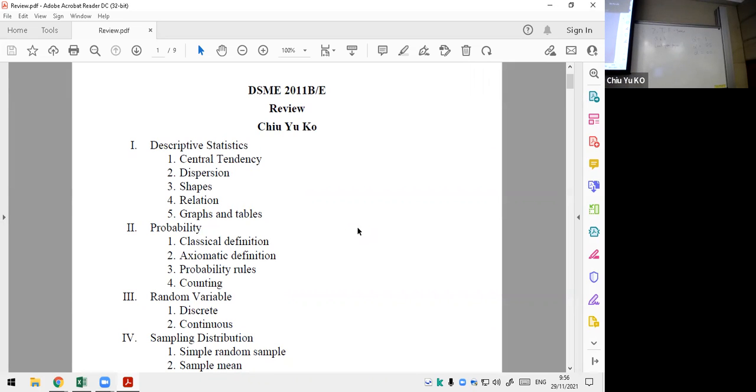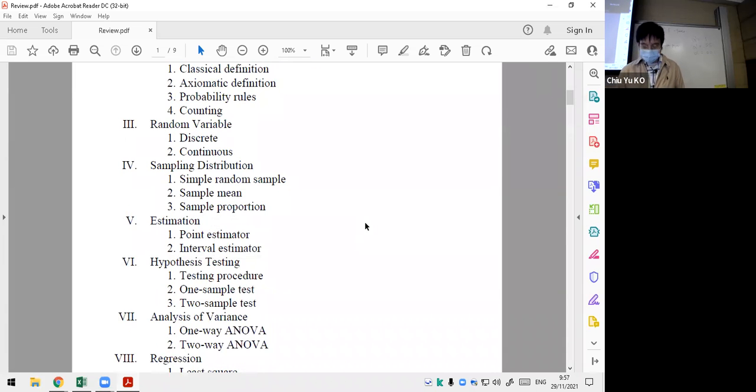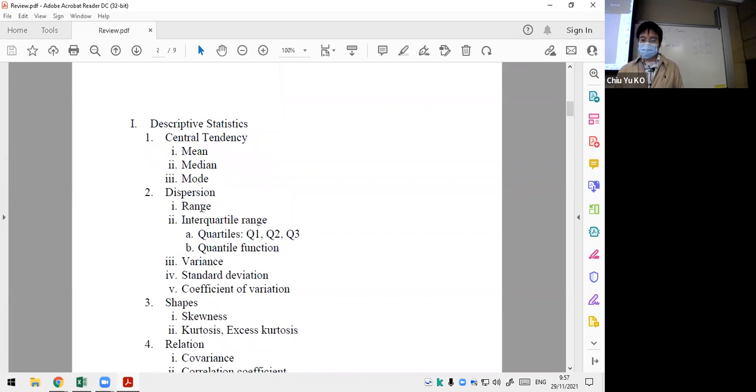So the first topic we cover is descriptive statistics, right? You should be able to calculate the central tendency measures: mean, median, mode. And what is dispersion? It is the range, interquartile range. Maybe I'll go to exactly what they are on the next page. And how to calculate quantiles, what the quantile function is, and the variance, standard deviation, coefficient of variation.